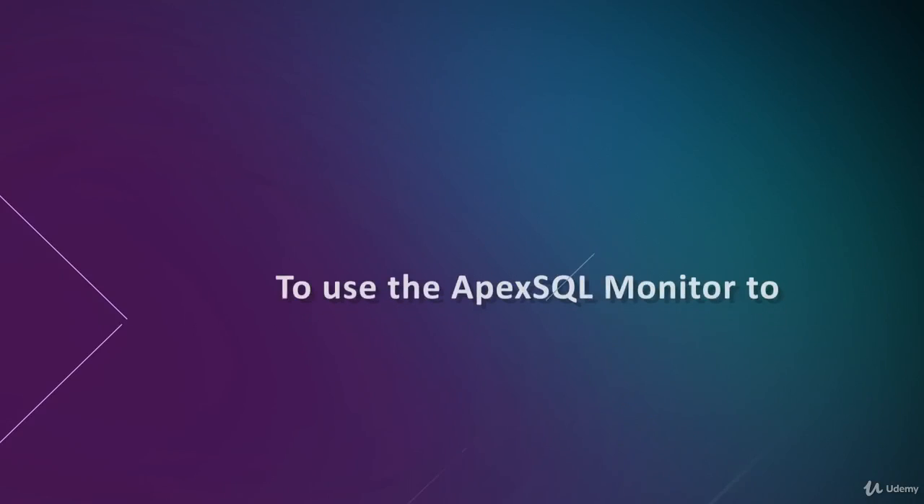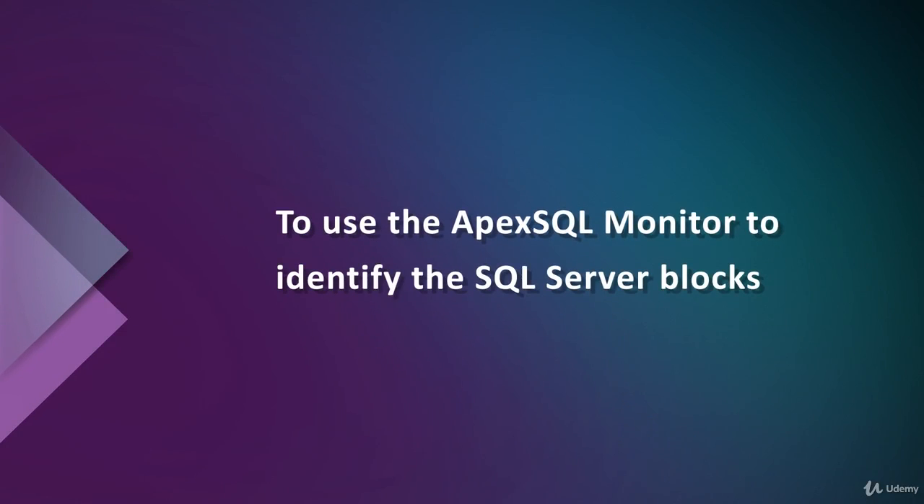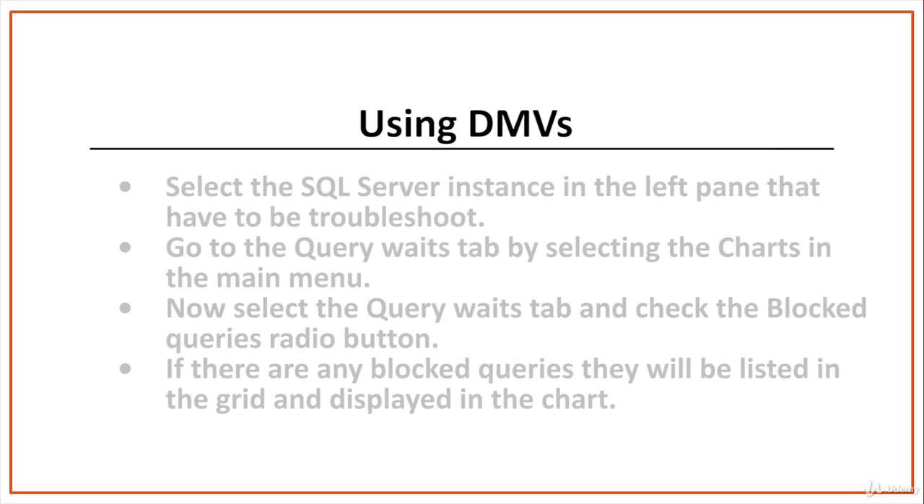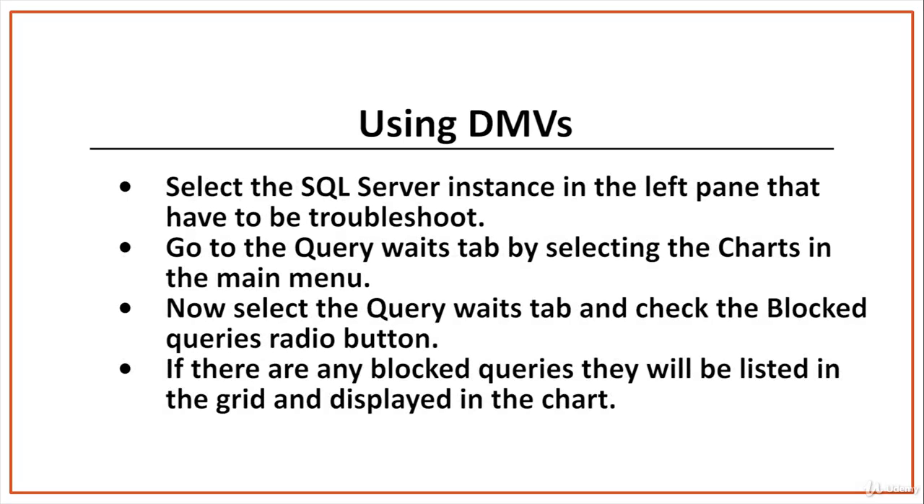To use ApexSQL Monitor to identify the SQL Server blocks, select the SQL Server instance in the left pane that you have to troubleshoot. Go to the Query Weights tab by selecting the Charts in the main menu. Now select the Query Weights tab and check the Blocked Queries radio button. If there are any blocked queries, they will be listed in the grid and displayed in the chart.